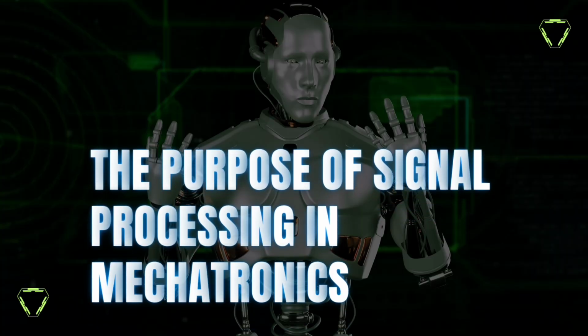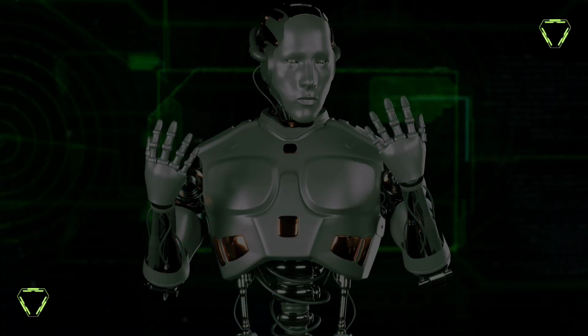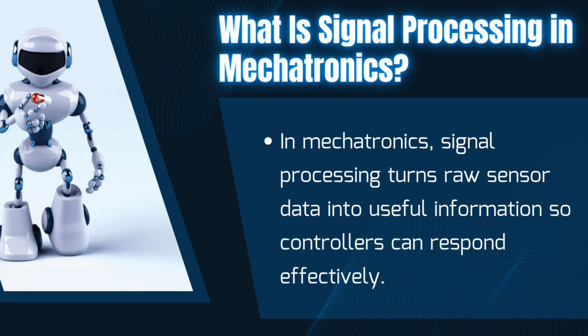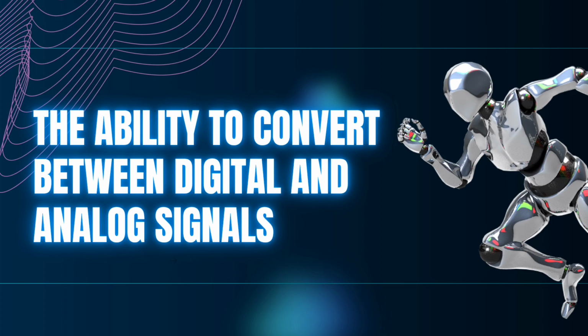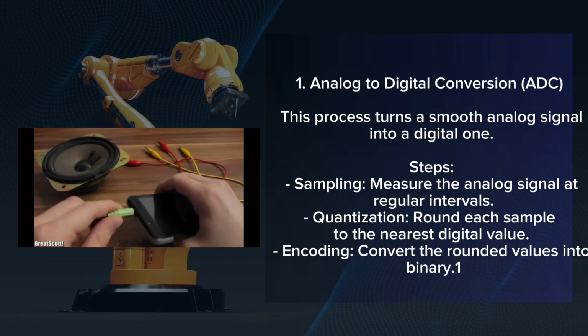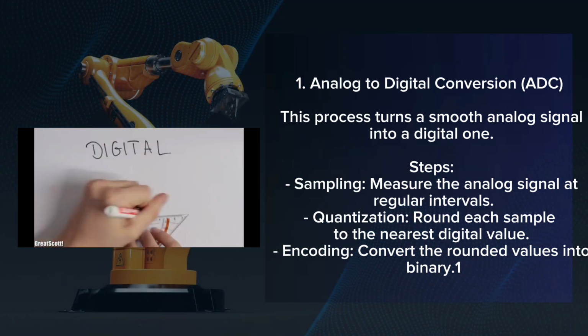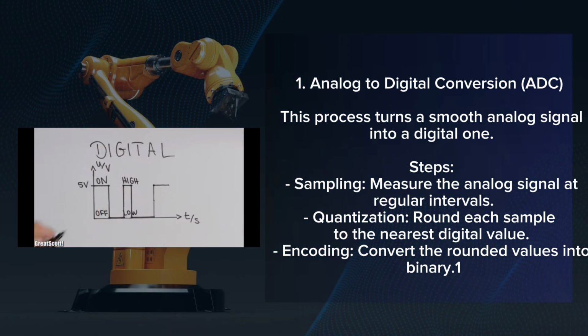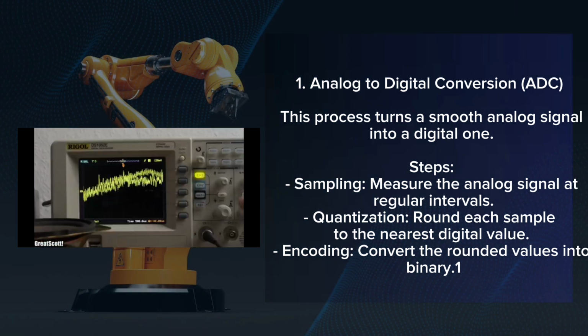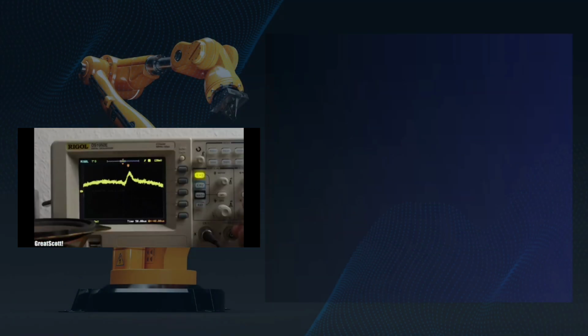And now let's move to the purpose of signal processing in mechatronics. In mechatronics, signal processing turns raw sensor data into useful information so controllers can respond effectively. And let's have the ability to convert between digital and analog signals. Analog to digital conversion or ADC, this process turns a smooth analog signal into a digital one. And here are the steps: sampling, quantization, and encoding.